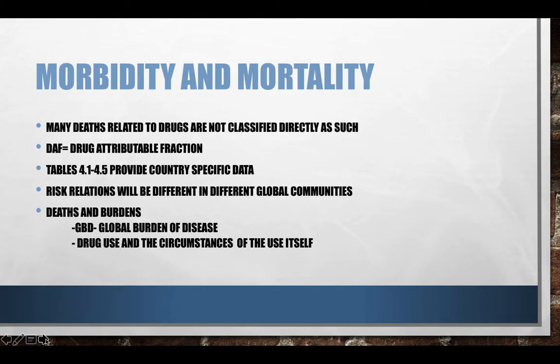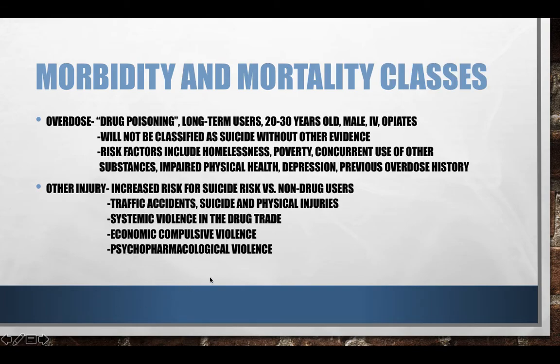Are there compounding factors? Are substances being used in conjunction with one another? Or also high-risk situations. So, for example, alcohol and drowning. Well, let's examine the different classes of morbidity and mortality.